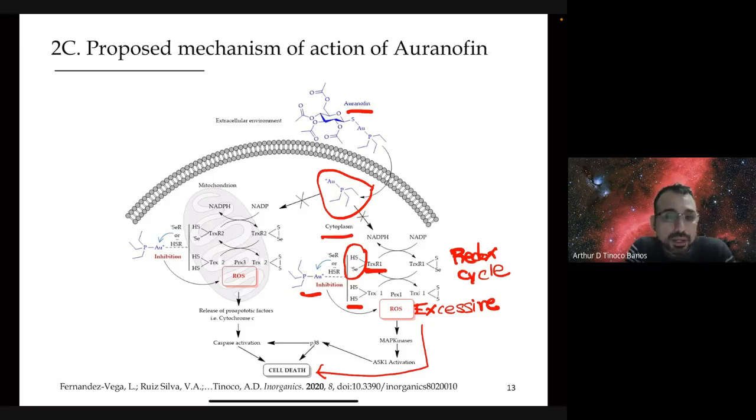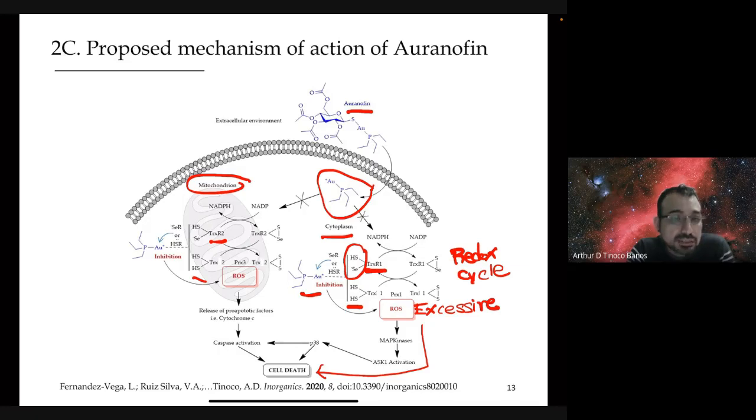In much the same way, it's been observed that the gold phosphine group can also affect the thioredoxin system found in the mitochondrion. Here we see a very similar effect to what I proposed for the cytoplasm, where now the thioredoxin 2 system is being impacted in much the same way, where the gold can bind to the selenium of the active site of the thioredoxin reductase enzyme, or even bind to one of the thiol groups of the active site of the thioredoxin system.